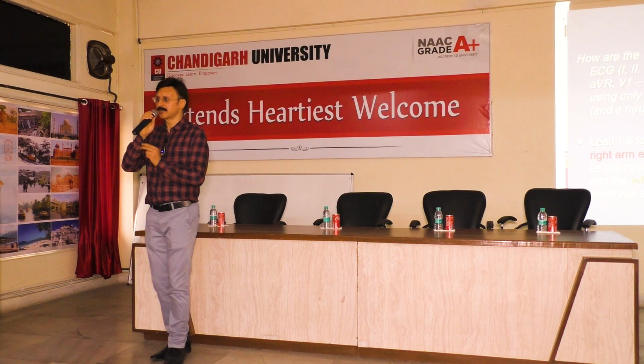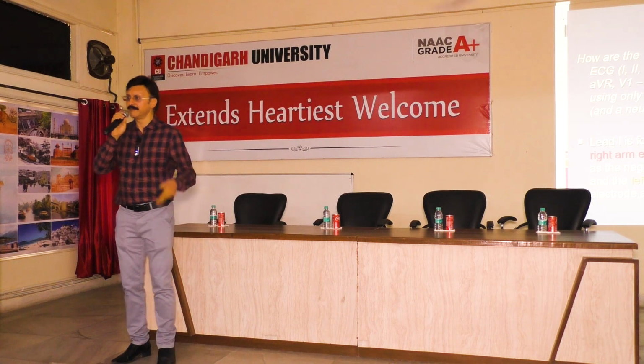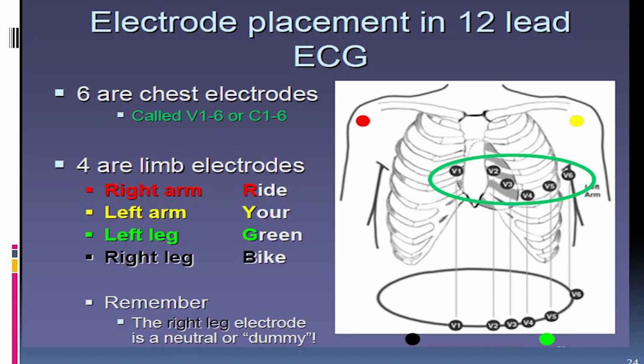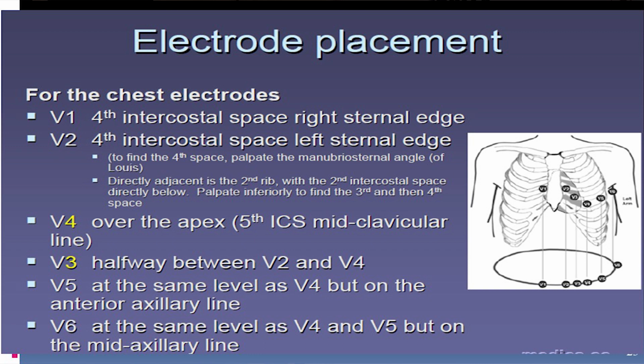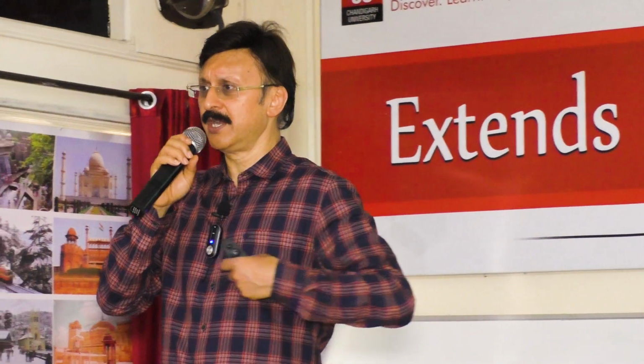We put the electrodes on the right arm, right leg, and then we connect it to the machine and we put the chest leads. The chest leads, you've seen those ECG electrodes.